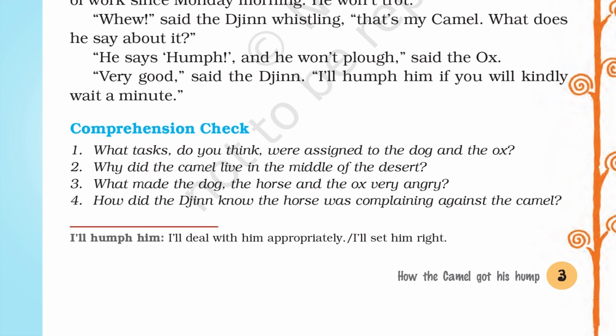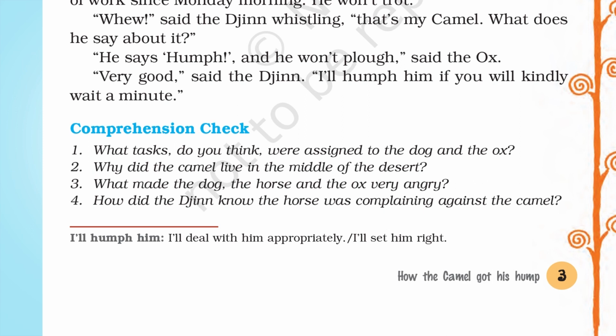Let us now go through the comprehension check questions from part 1 appearing on your screen. I leave questions 1 to 3 for you to refer to the video session that I have already done with this text and then write your answers yourself. Let us now discuss answer number 4. The question goes like this: how did the jinn know the horse was complaining against the camel?